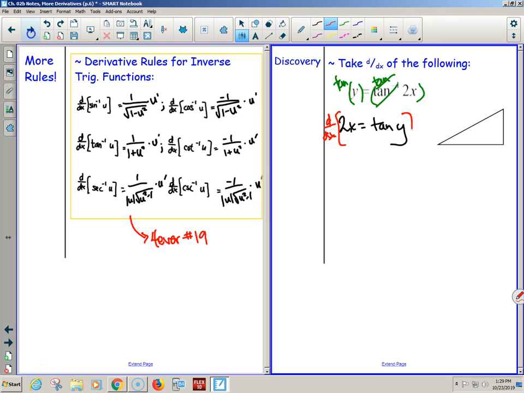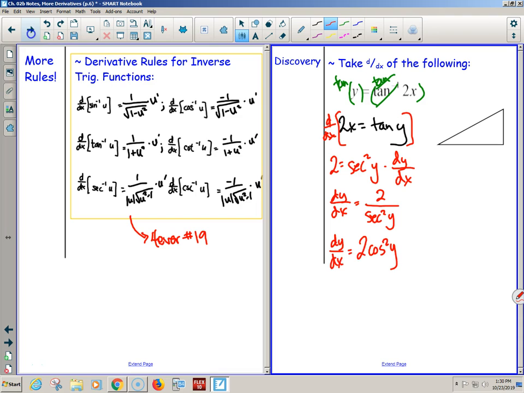Implicitly defined inverse, I can take a derivative. I have to use my trig rules if I go this way. Oh, wrong way. Secant is 1 over cosine. I can flip cosine. I need cosine.